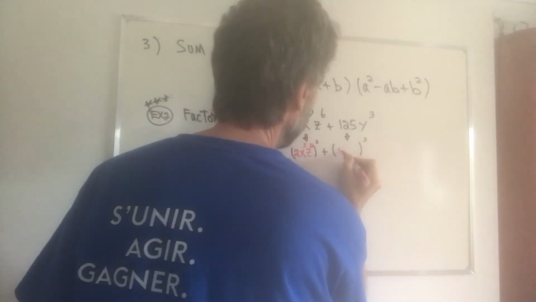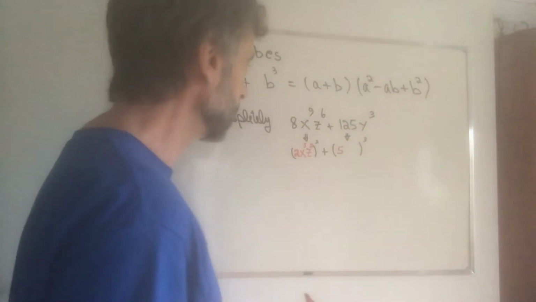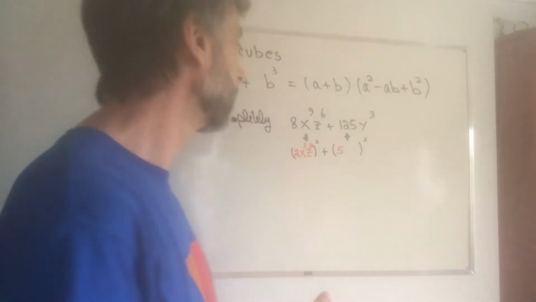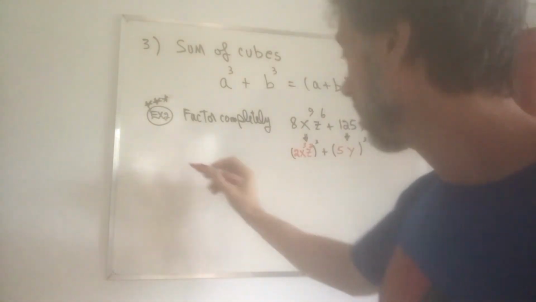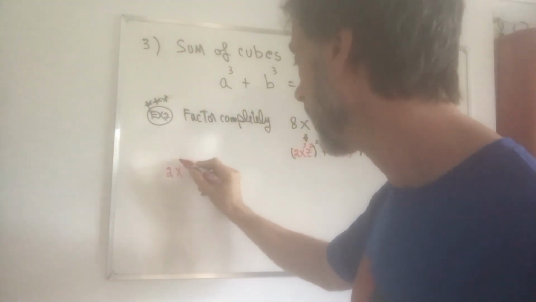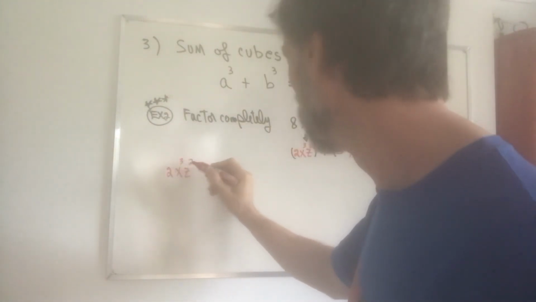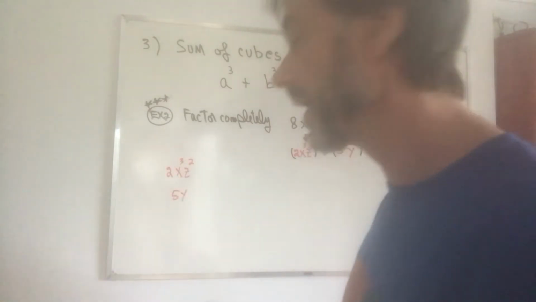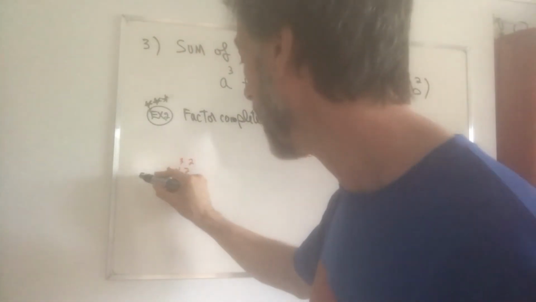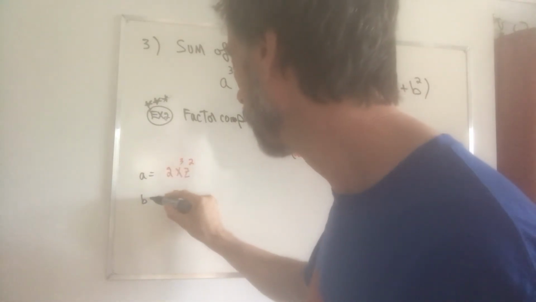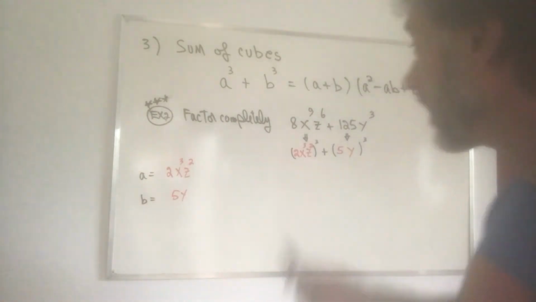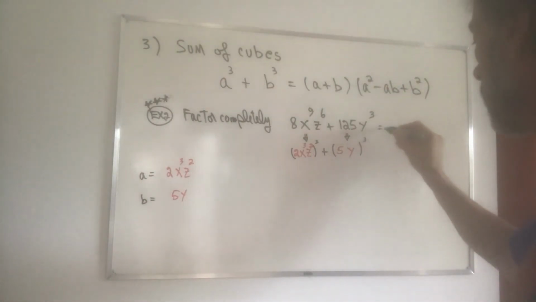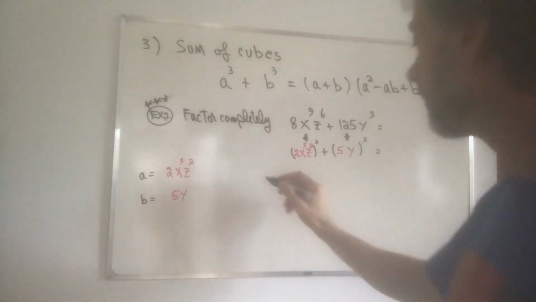What about the 125y cube? Oh yeah, 125 is actually 5 to the power of 3. And y to the 3, well, I can just write y to the 1 like this. So I have here that 2x^3z^2 and 5y are respectively my a and my b. And once this is established, I guess the worst of the job is done. Plug it in here. So a plus b.